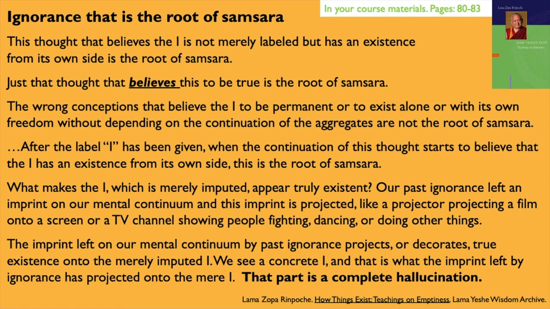Our past ignorance left an imprint on our mental continuum, and this imprint is projected, like a projector projecting a film onto a screen or a TV channel showing people fighting, dancing, or doing other things. The imprint left on our mental continuum by past ignorance projects or decorates true existence onto the merely imputed I. We see a concrete I, and that is what the imprint left by ignorance has projected onto the mere I. That part is a complete hallucination. The concrete I isn't there at all.